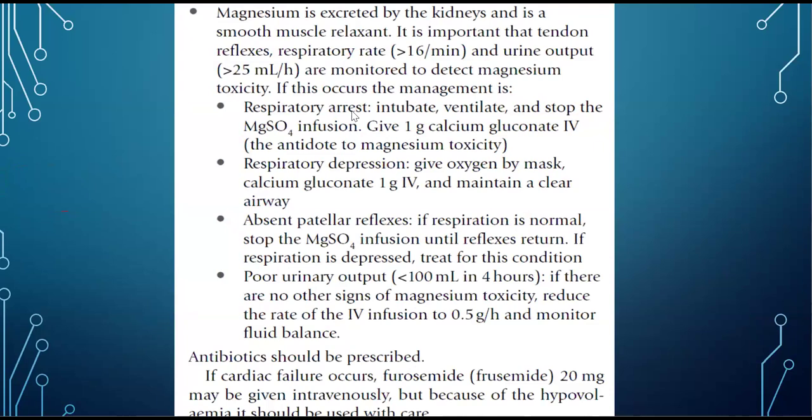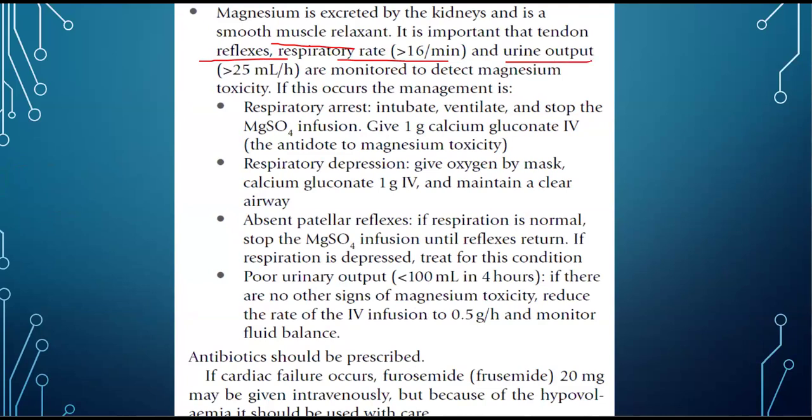Now, magnesium is excreted by the kidney and it is a smooth muscle relaxant. So what if you give too much magnesium? The patient can develop magnesium toxicity. To make sure that the patient doesn't develop magnesium toxicity, you check 3 things. You check their reflex, that means the tendon reflex, you check the respiratory rate, and you check the urine output.